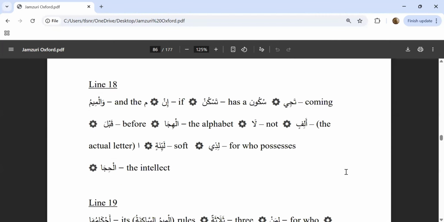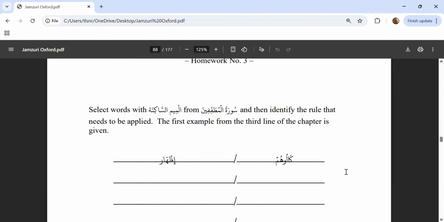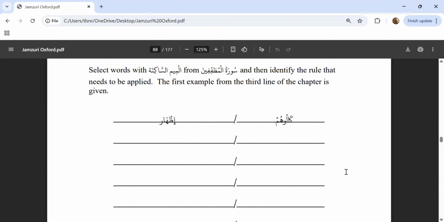So alhamdulillah, the chapter of Mim Sakina was also fairly short, a very simple and straightforward chapter, alhamdulillah. So again, you have the word for word translation. And then for your homework, for this particular chapter, I want the students to take the rules for Mim Sakina from Suratul Mutaffifin and identify the rule. So the first example I gave you, kaluhum. So the rule here is idhar. So you'll just simply write the word, and then you'll write, is it ikhfa, idhar, or idgham?